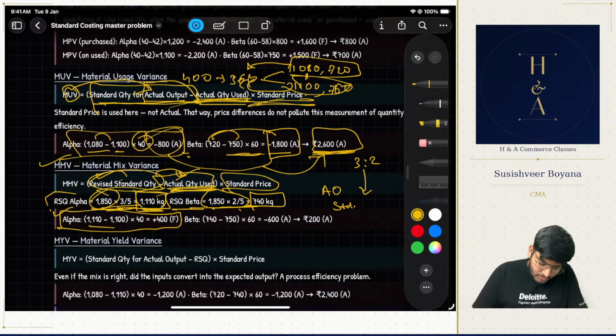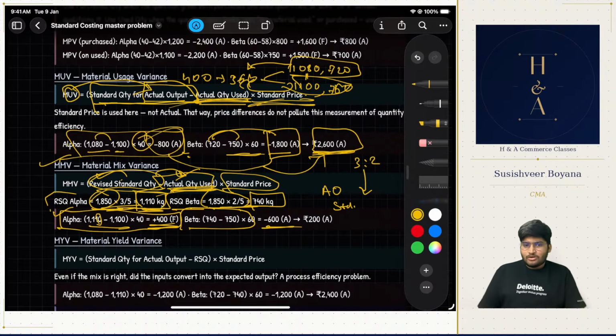Alpha, we notice that we got 400 favorable. Why? There is a 10 difference. And for beta, we have 600 adverse. That means for beta we have adversely used, and alpha we have used in a favorable mix. Based on the actual output received, we have considerably used it in a good sense.